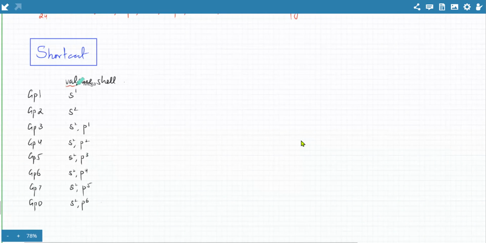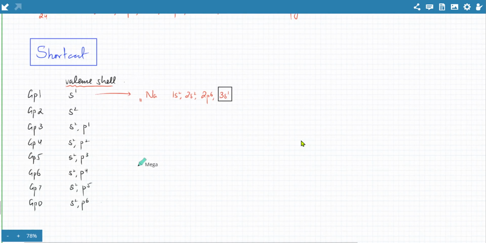We are interested in the valence shell because that's the shell that's involved in bonding, and we can discuss some examples. Sodium has 11 electrons, so the electronic configuration is 1s2, 2s2, 2p6, and 3s1. So you can have a look, and the valence or the outermost shell is an S with one electron in it.